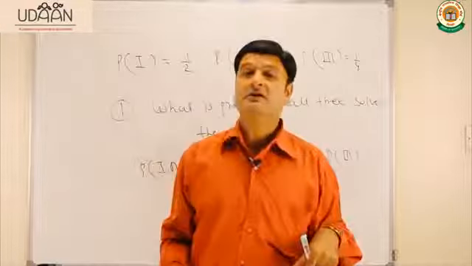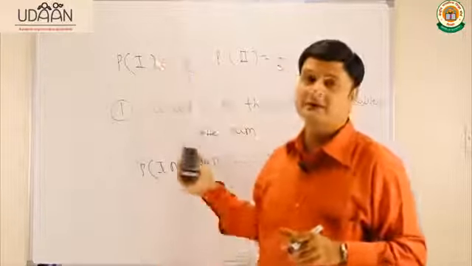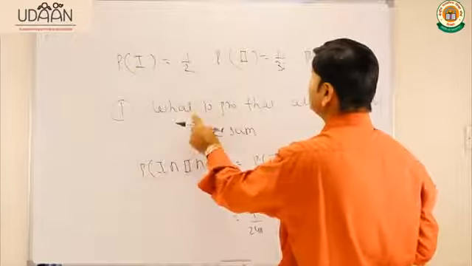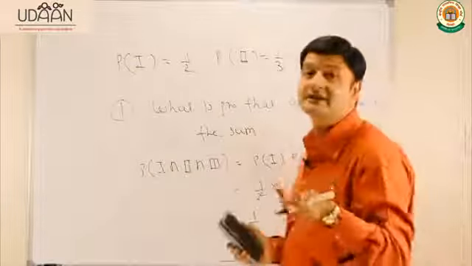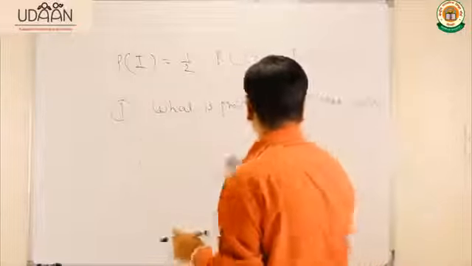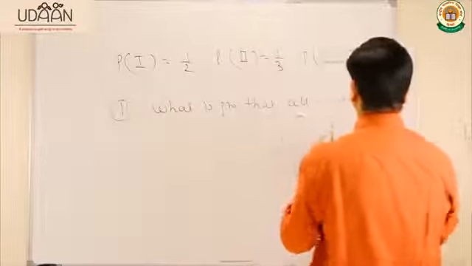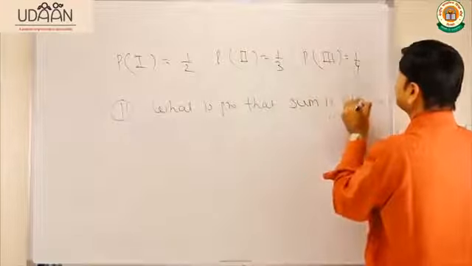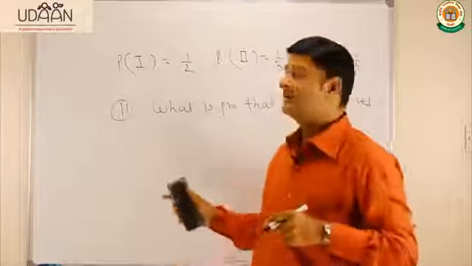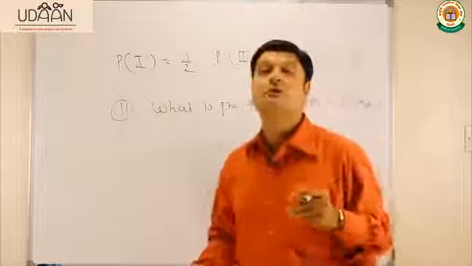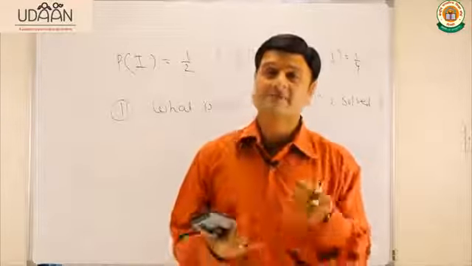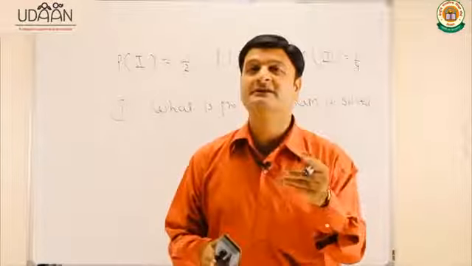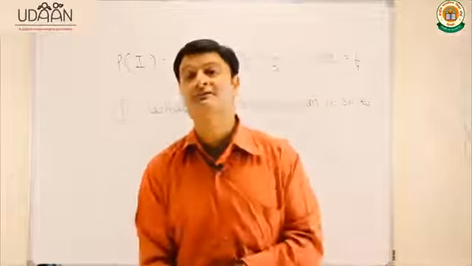Now let's come to the second part of the sum. Here I calculated the probability that all 3 solved. Now in the second part, I am asking the probability that the sum is solved. This question was already asked in the board exam, so please listen carefully. When I say the sum is solved, it can be solved in many ways. Might be A alone solved, B alone, C alone, A and B, B and C, C and A, or all solve the sum.